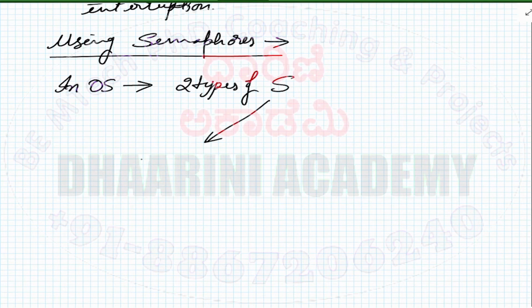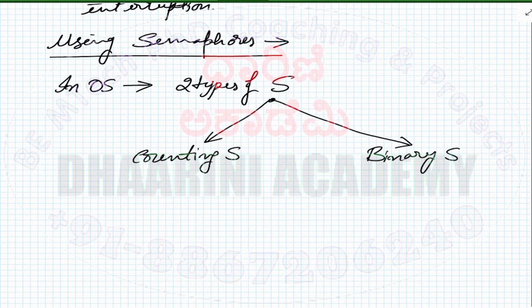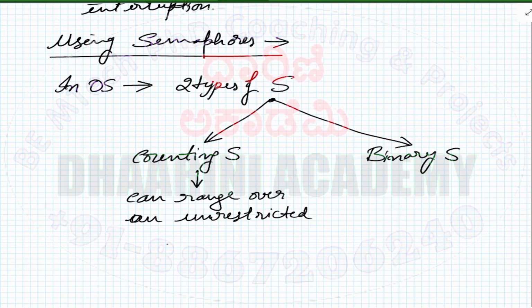First one we call the counting semaphore, and another one you call the binary semaphore. The counting semaphore, you don't have any restriction, it's just used for counting, right? So I can write here this can range over an unrestricted domain. In a sense, it can take any values, because S is an integer, S can take any value. But when it comes to the binary semaphore, we know that binary can range 0 and 1, right?